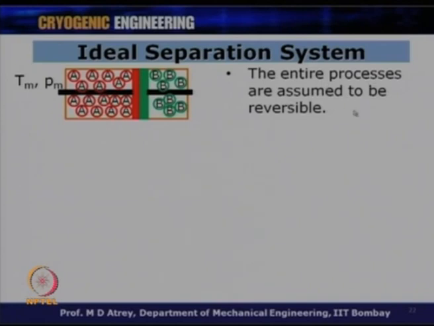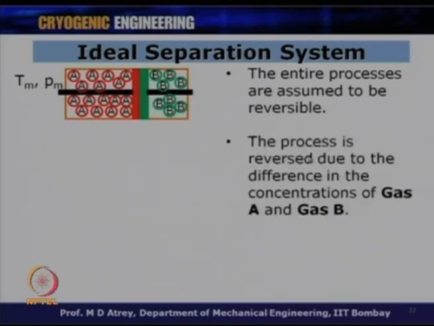The entire process is assumed to be reversible. So, now I find that the mixture has been separated, but because this process is reversible, it should also reach back to the earlier point where it started from. The process is reversed due to the difference in the concentration of gas A and gas B. So, slowly gas A will start diffusing through piston A and gas B will start diffusing through piston B, because they are semi-permeable membranes.